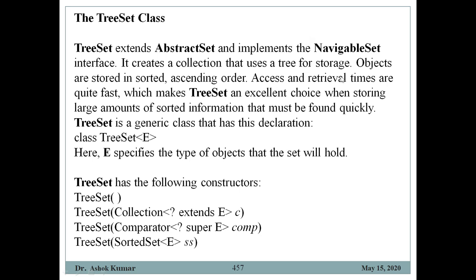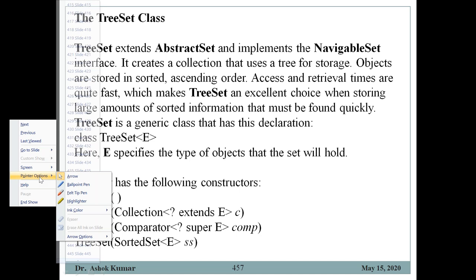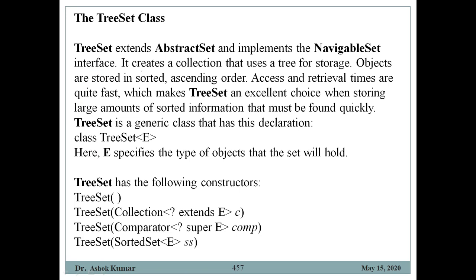The first important point is if you use a TreeSet class, the storage that is used for keeping record of the elements is a tree. And another important point is if you use TreeSet, the elements or the objects that you add are stored in sorted order, in ascending order. You can store them in descending order as well.